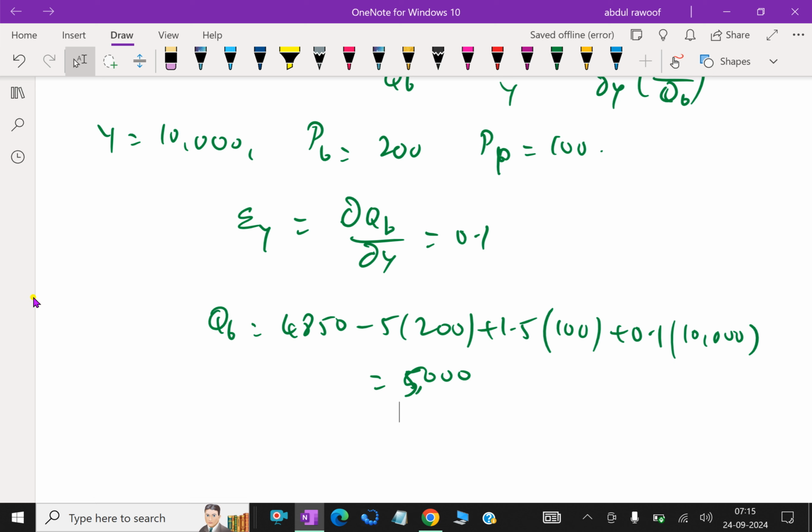Now, further, for more understanding of this concept, we'll do an example problem.